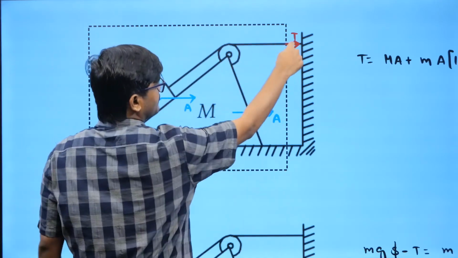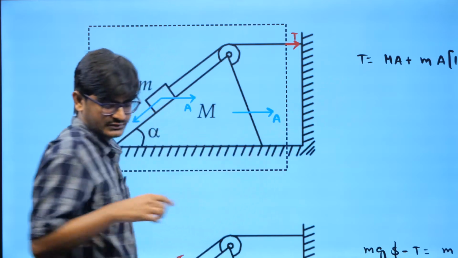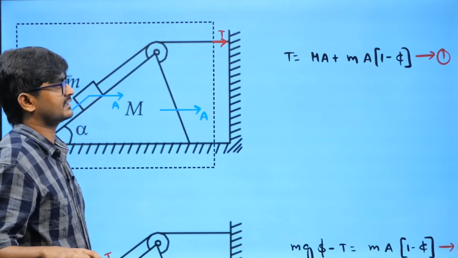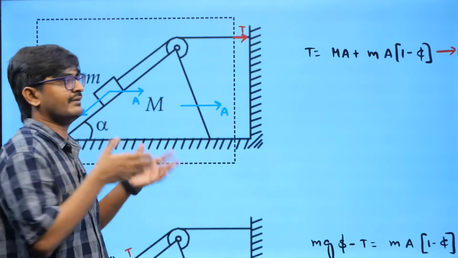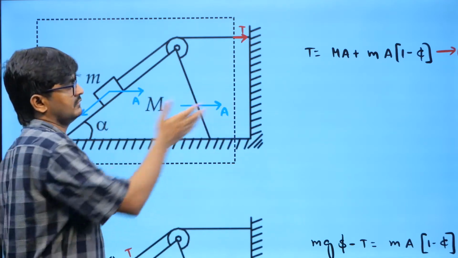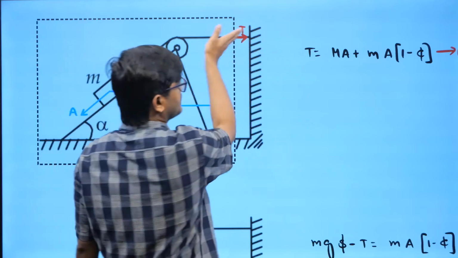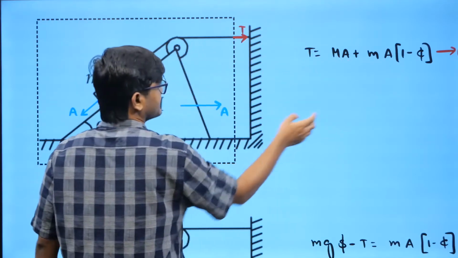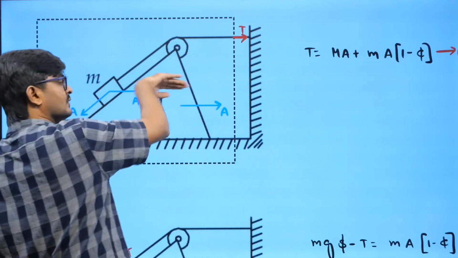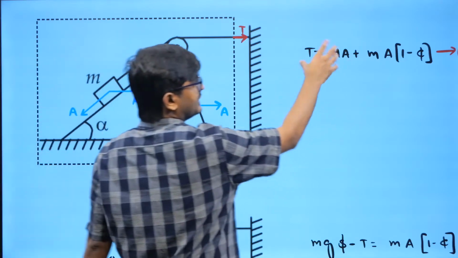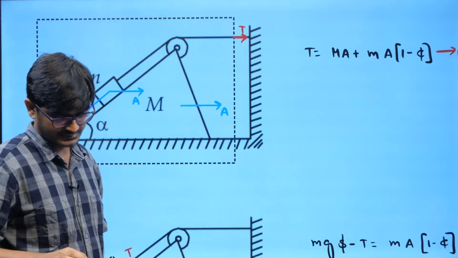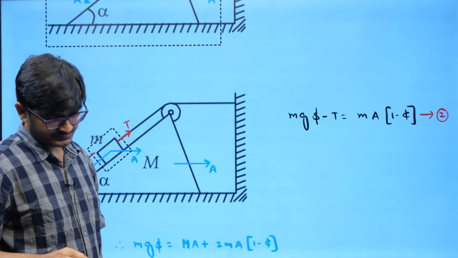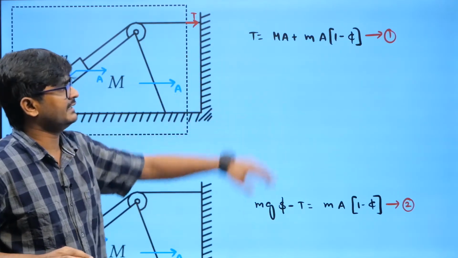The only horizontal force is tension, so net horizontal force equals total mass times acceleration of center of mass along that direction, or total horizontal force equals m1a1 horizontally plus m2a2 horizontally, right? This is the F equals ma equation, especially looking at the center of mass. Now how many unknowns are there?